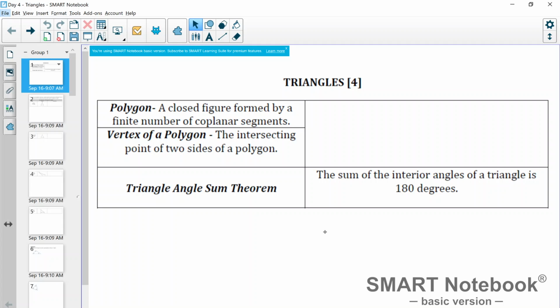We're going to be looking at triangles and some of the properties regarding triangles, as well as how to construct a specific type of triangle later on in this lesson. So first things first, I know we're used to seeing triangles. It's a three-sided figure.